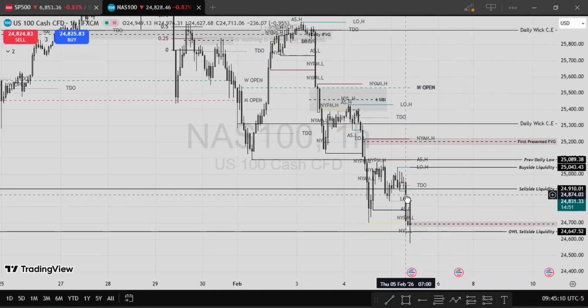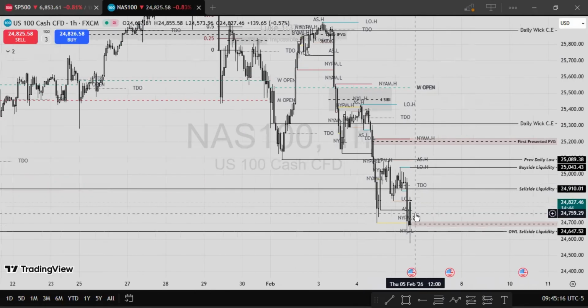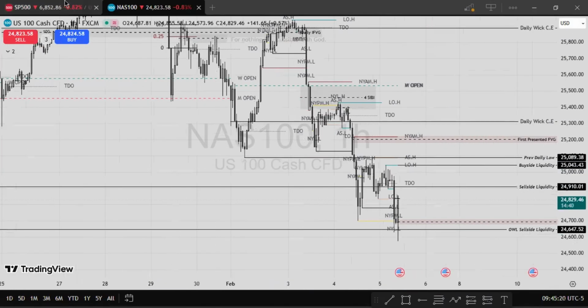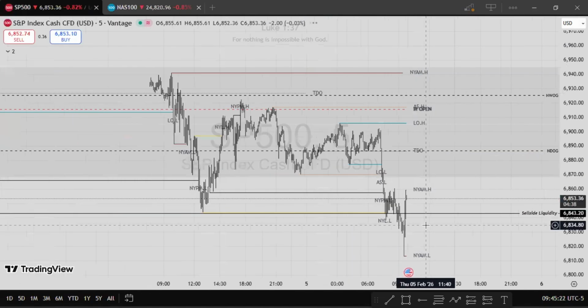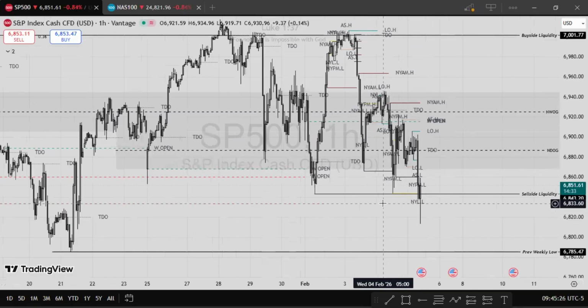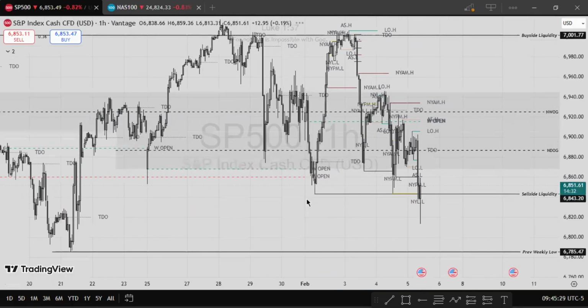I'm expecting to see us reprice higher. Either fill those gaps and then come for these highs and then we can continue lower, or just fill those gaps and then continue lower. I'm not expecting a huge reversal because we don't have an SMT on the lows. If you look at ES, we also have the manipulation there.